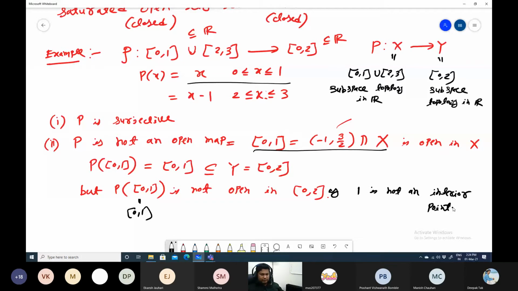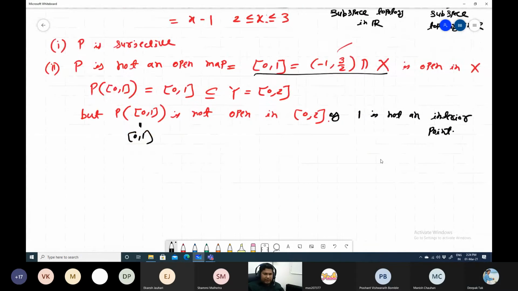Okay. Is it fine? Yes, sir. Okay. Now it is surjective, but it is not an open map. Now what about it? Is it a closed map? Yes, sir. Now this is a closed map.